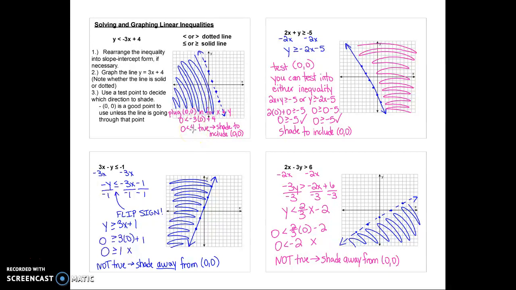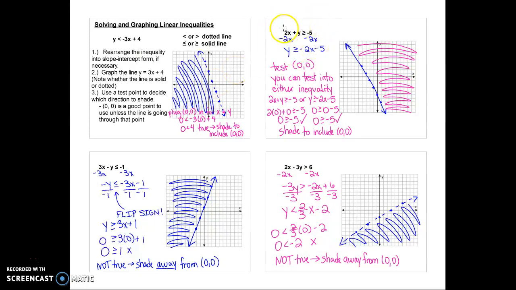I have to decide, is that true or is that false? Is 0 really less than 4? And yes, it is. It's true. That means if I get a true statement, I'm going to shade over top of my test point. Well, my test point was right here, which is below this line, so I'm going to shade everything below the line, right? Everything where 0, 0 actually is.